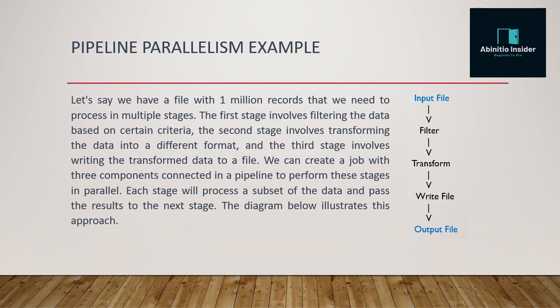For example, we have a file with 1 million records that we need to process in multiple stages. The first stage involves filtering the data based on certain criteria. The second stage involves transforming the data into a different format, and the third stage involves writing the transformed data into a file. So we can create a job with 3 components connected in a pipeline to perform these stages in parallel. Each stage will process a subset of the data and pass the result to the next stage. This diagram shows this approach.